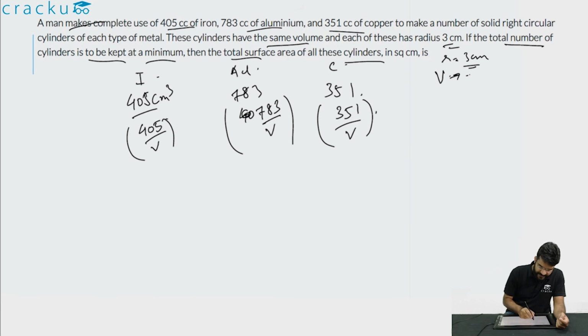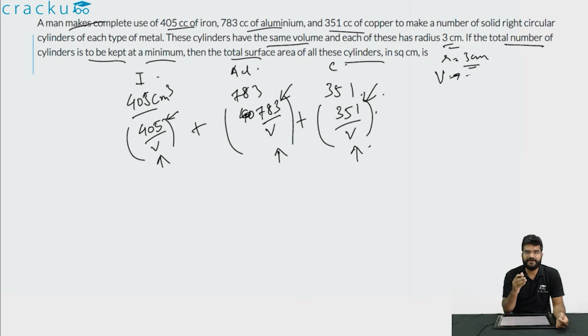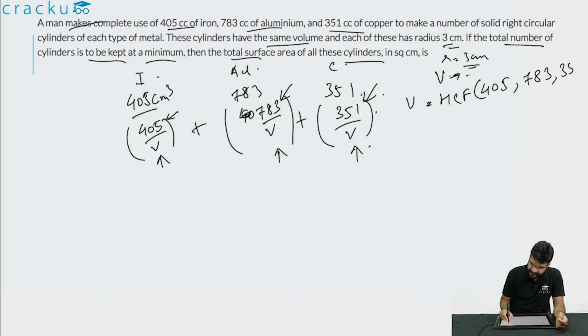But first, if you want to minimize the sum of 405 by V plus 783 by V plus 351 by V, we have to keep V as high as possible. But we should also ensure that each of these three numbers is a natural number, because they represent the number of cylinders of each metal, so they can't be fractions. So V has to divide 405, 783 and 351. That is, V should be a factor of all three numbers and as high as possible. This implies that V should be the HCF, the highest common factor, of 405, 783 and 351.